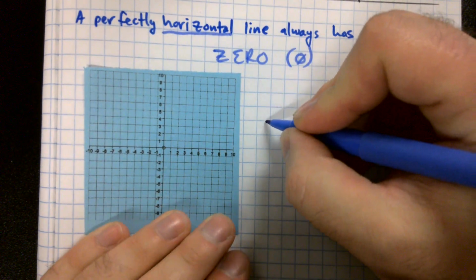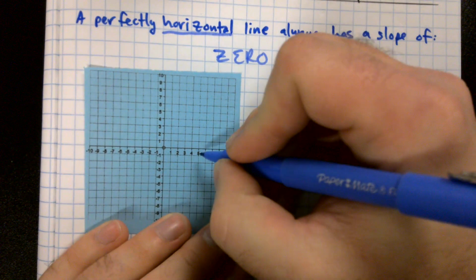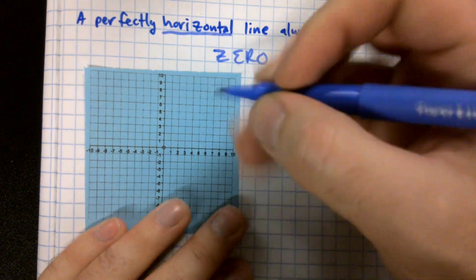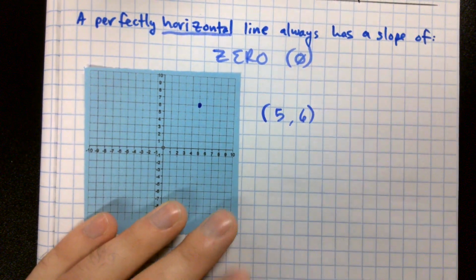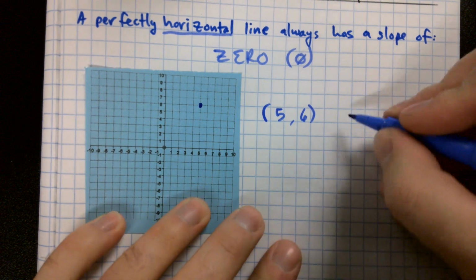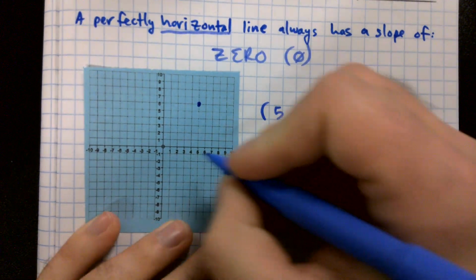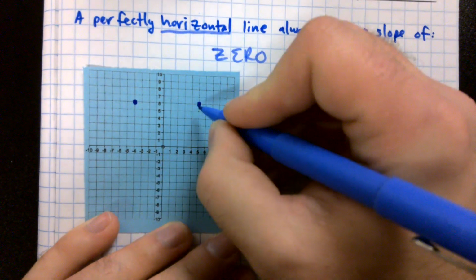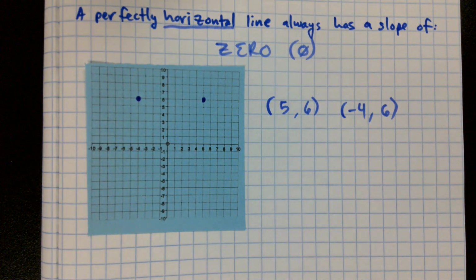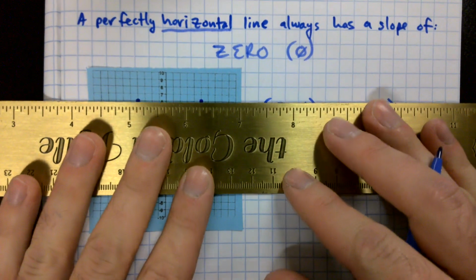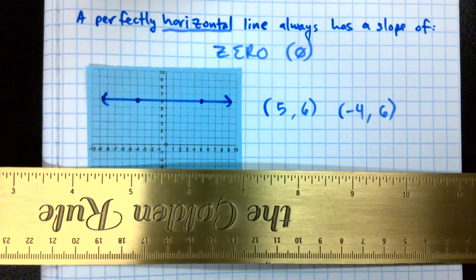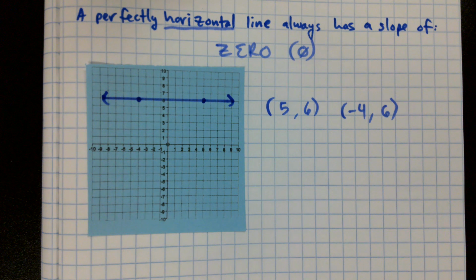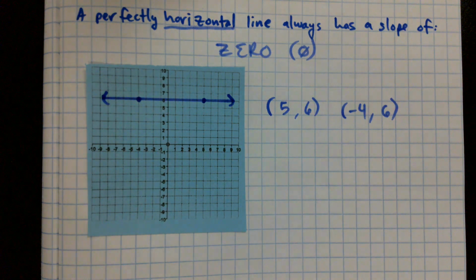Let's go ahead and plot the points. 5, comma, 6. And negative 4, comma, 6. Using your rulers, connect those 2 points together. And you'll see that we've just graphed what type of line here? Starts with an H. We underlined it. Horizontal, right? It's flat. A flat line.